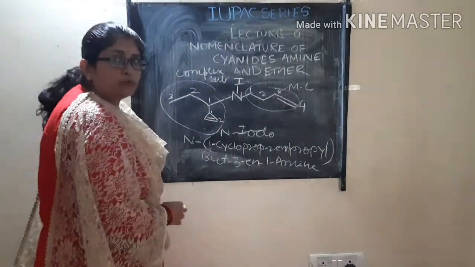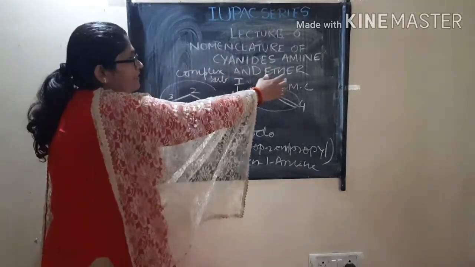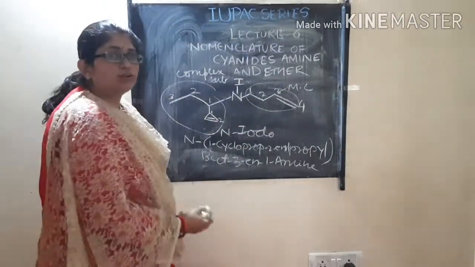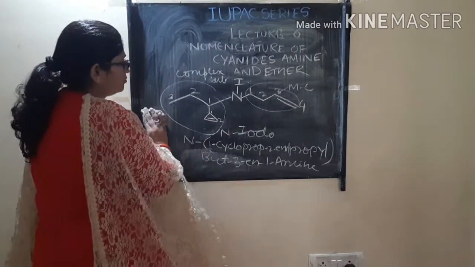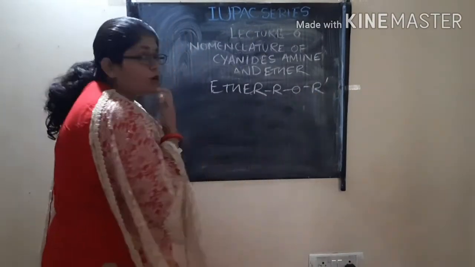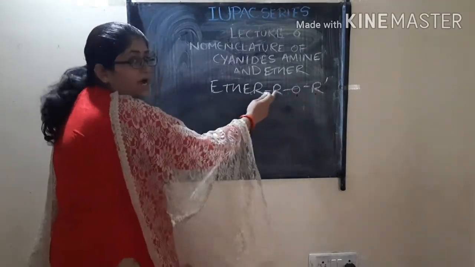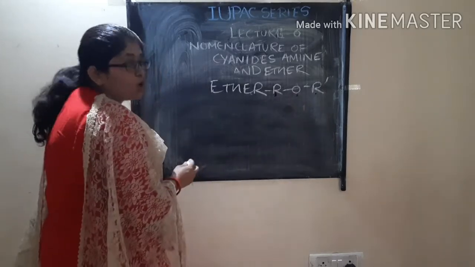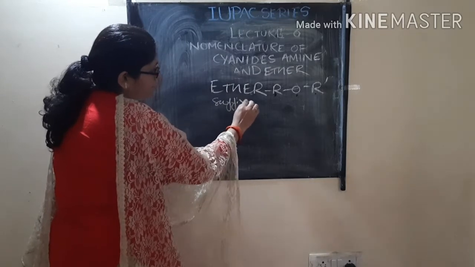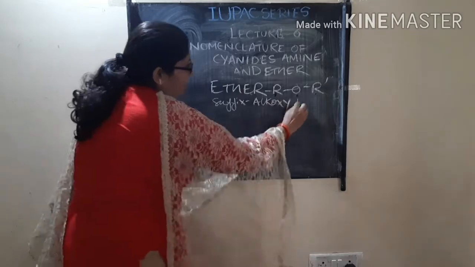Now let us move to the next component of our lecture, that is the nomenclature of ether. Is this clear to you? The ether structure will look like this: ROR'. We will name it with the prefix alkoxy and the parent alkane.